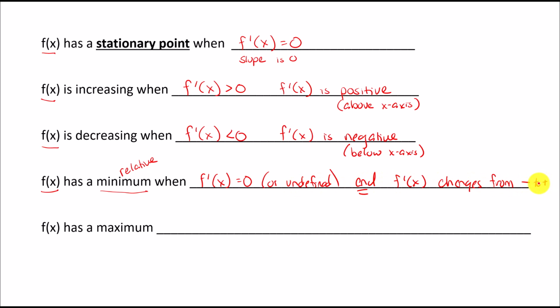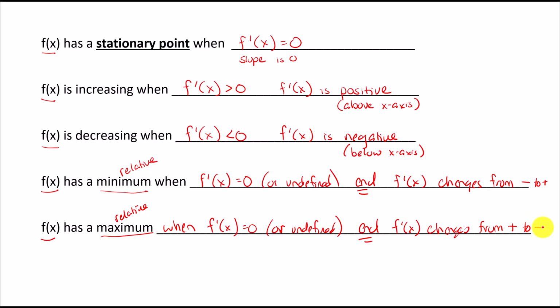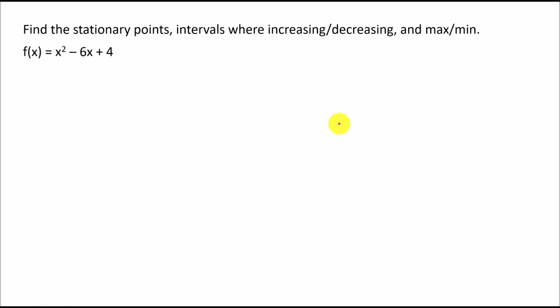And it has to change from negative to positive. So then f of x has a maximum, or a relative maximum in this case, when f prime of x equals 0, again, or undefined, and f prime of x changes from positive to negative. Okay, so make sure you have those rules written down, and you have to memorize these rules. You have to know them to be able to do this. And we're going to look at this graphically in class, like what does it look like graphically. But for now, you're just going to use these rules.